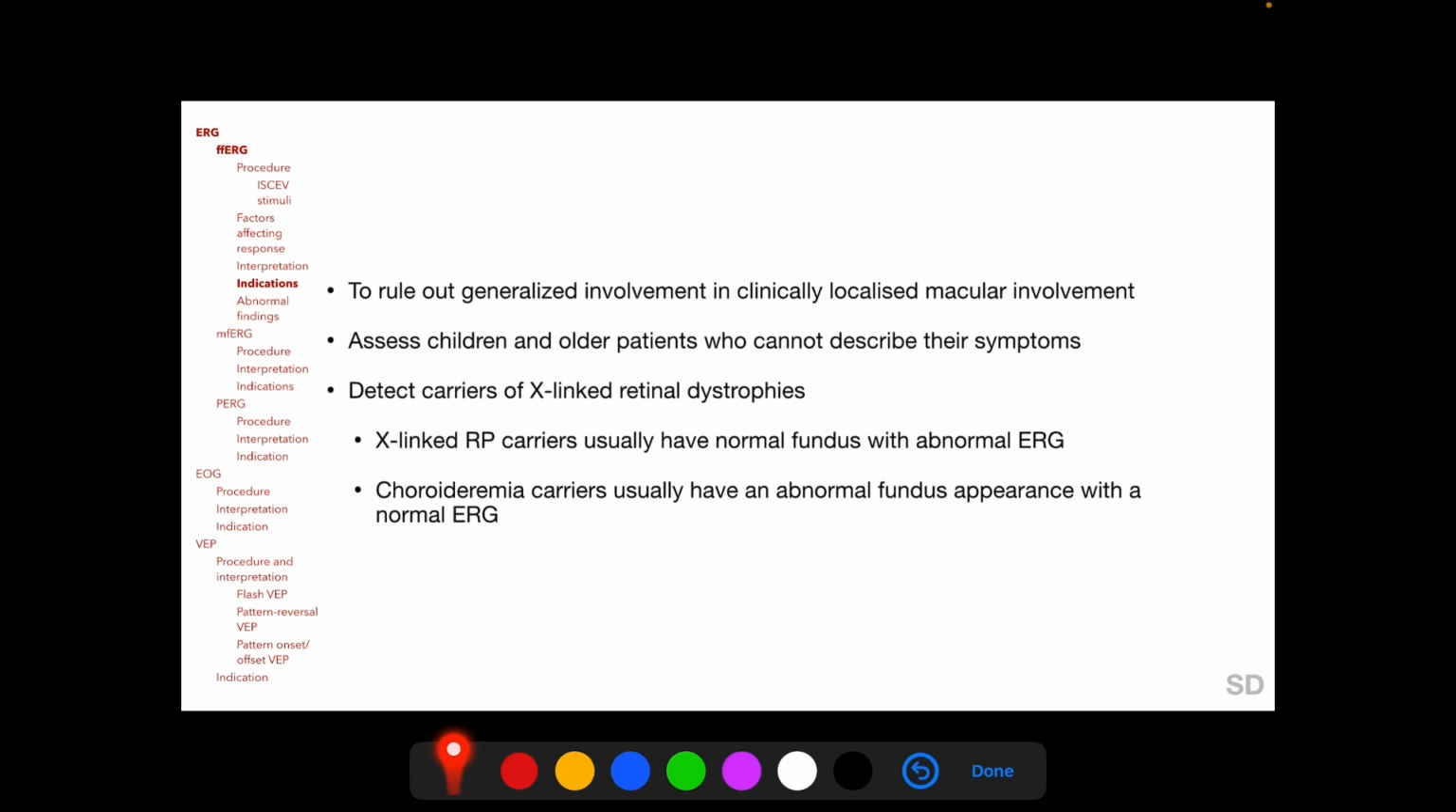Full-field ERG is also used to assess children and older patients who cannot describe their symptoms, and to detect carriers of X-linked retinal dystrophies. And carriers of X-linked retinitis pigmentosa usually have normal fundus with abnormal ERG. On the other hand, carriers of choroideremia usually have an abnormal fundus appearance but with a normal ERG.